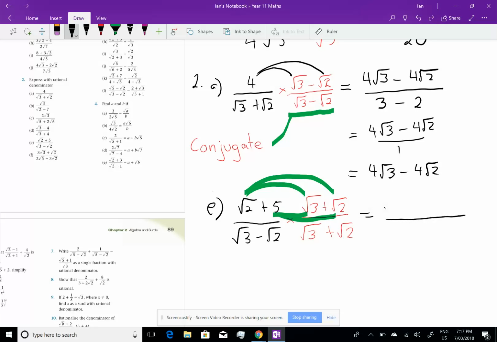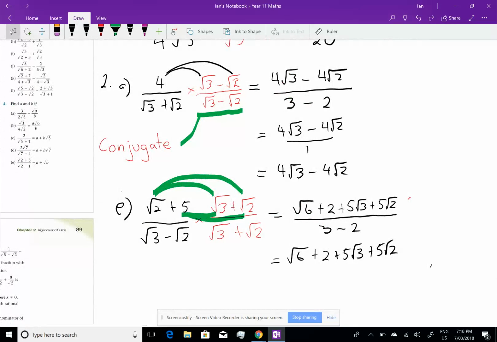Root 2 times root 3 is root 6. Root 2 times root 2, well, that's just 2. 5 times root 3, that's 5 root 3. And 5 times root 2 is 5 root 2. On the bottom, well, root 3 squared is 3, minus root 2 squared is 2. So I'm going to get root 6 plus 2 plus 5 root 3 plus 5 root 2. And I don't need to change that because it's all divided by 1, and I'm going to leave that as it is.